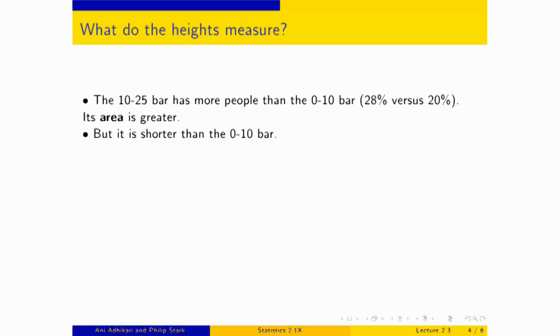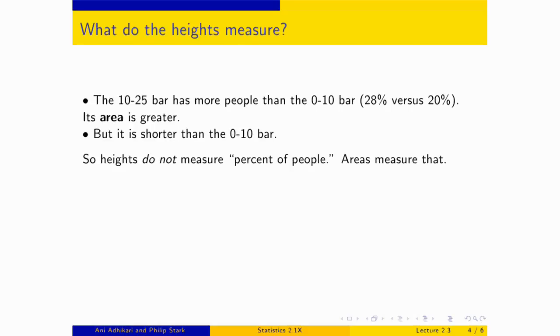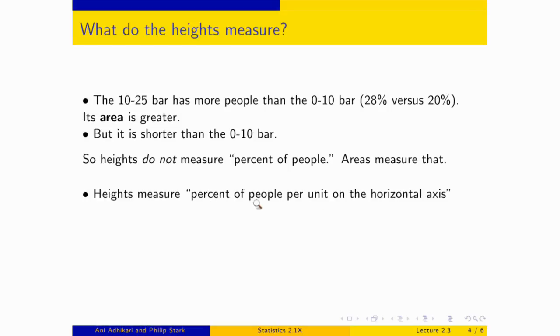And what we've learned from this is what heights are not measuring. Heights are not measuring the percent of people. Areas are doing that. Heights are measuring the percent of people per unit on the horizontal axis. In other words, how many people per unit of space. And what is that? People per unit of space. That's crowdedness. Heights measure density or crowdedness in the interval.